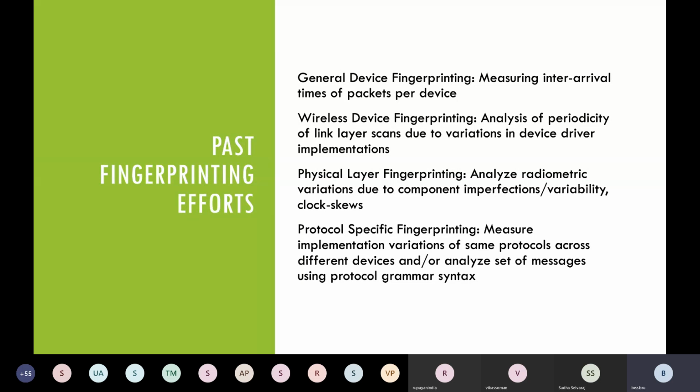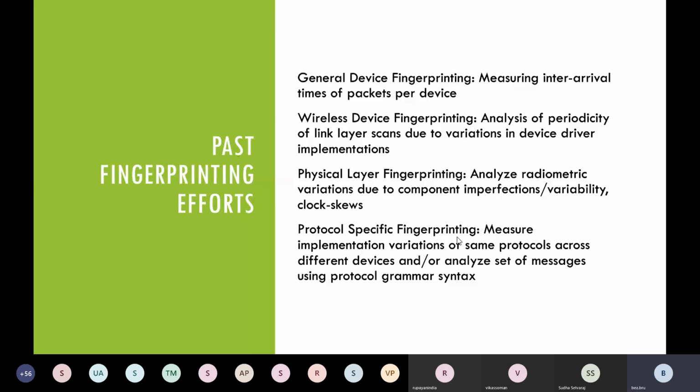Clock skew is the rate at which your clock differs from the actual standard clock. Let us say there's a standard global clock. Your computer has some kind of a clock, right? This clock skew tells you how fast or slow I am from that particular clock. So that's a very interesting feature. It actually uniquely identifies the device.